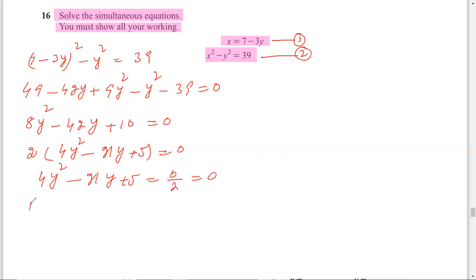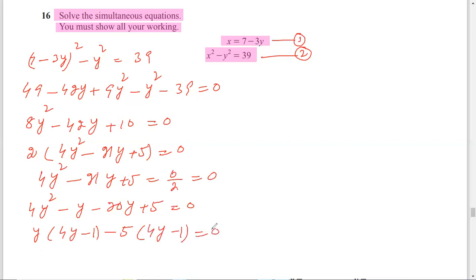By middle term breaking, 4y square minus y minus 20y plus 5 is equal to 0. Here y is common, so 4y minus 1, minus 5 is common, 4y minus 1. We can take 4y minus 1 common. 4y minus 1 into y minus 5 is equal to 0.